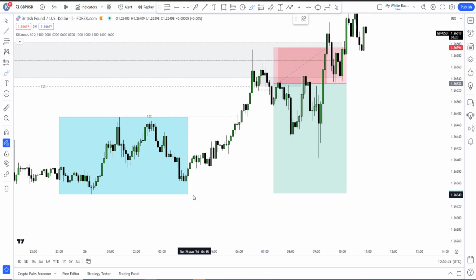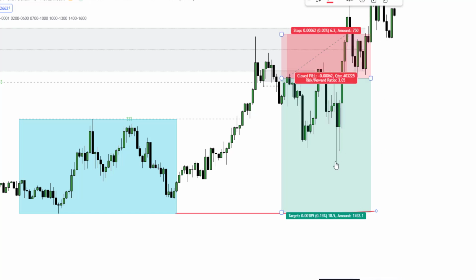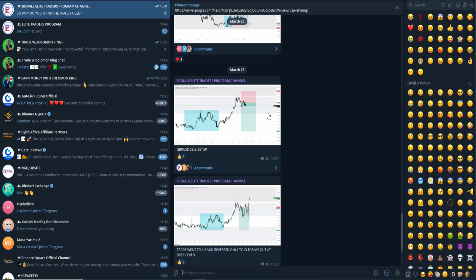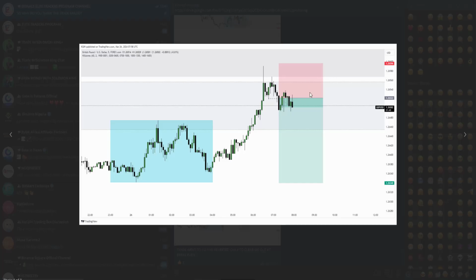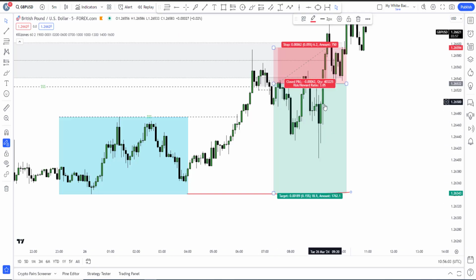If you are trading the London kill zone, your target is always the opposing liquidity. The opposing liquidity is your target at every point. This area is your target. And trust me, guys, I shared it in the community right here. This was when I shared with them. I told them that GBP was the sell setup. And look at this.